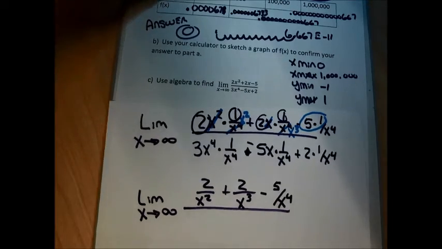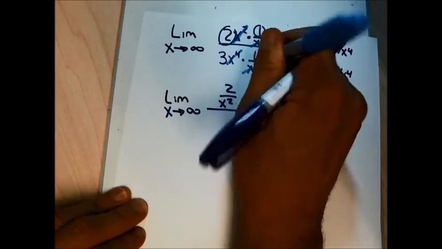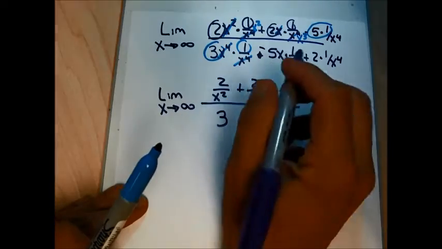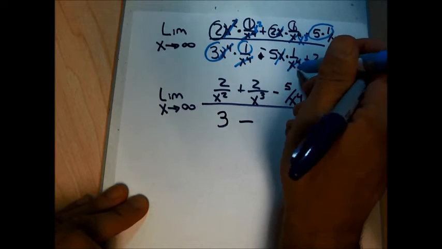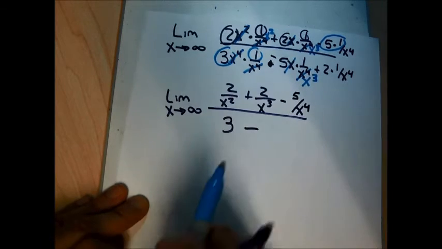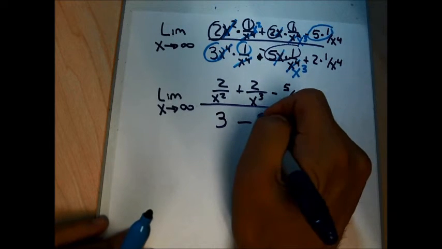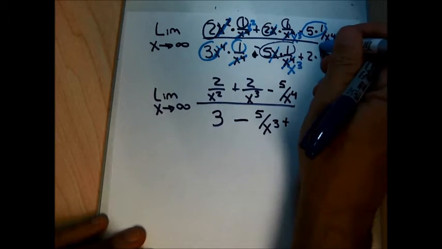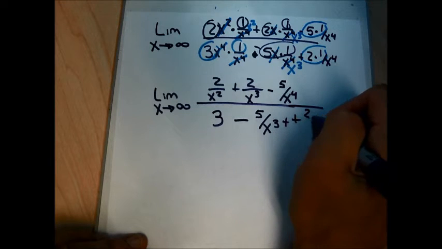In the denominator, the first fraction goes away completely. The x to the fourth cancels out. And I multiply the 3 times the 1, and I get a 3. Second fraction, I cancel the x with the x to the fourth. I'll be left with an x cubed in the denominator. I multiply the 5 and the 1, and I get minus 5 over x cubed. And the last fraction, I multiply the 2 times the 1, and I get 2 over x to the fourth.